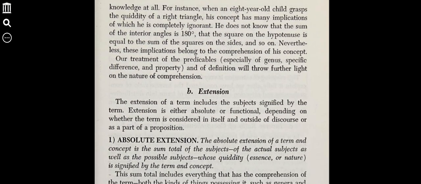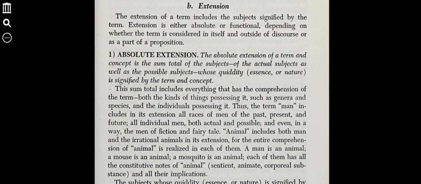The comprehension of a term usually contains many notes of which we have no explicit knowledge at all. For instance, when an 8-year-old child grasps the quiddity of a right triangle, his concept has many implications of which he is completely ignorant. He does not know that the sum of the interior angles is 180 degrees, and so on and so forth. Next, the author gets into extension.